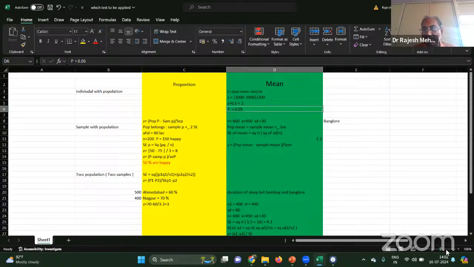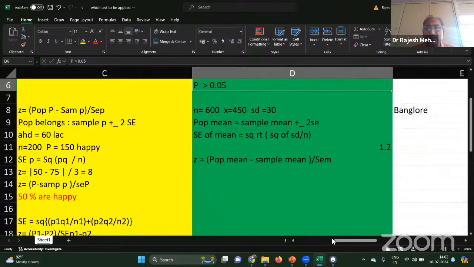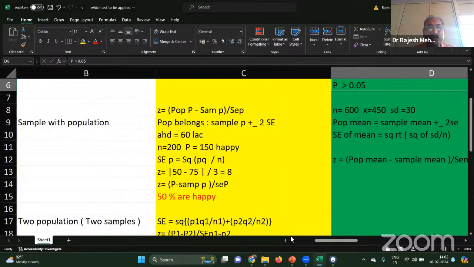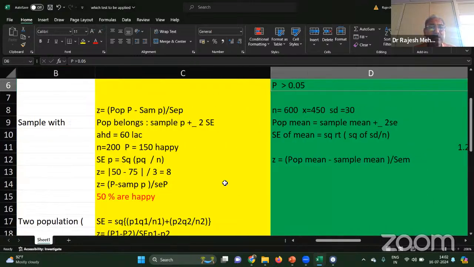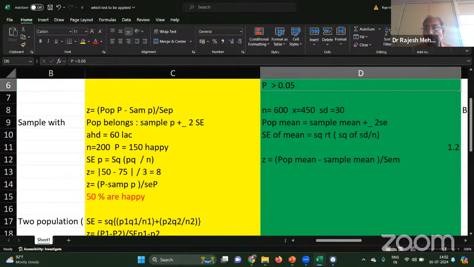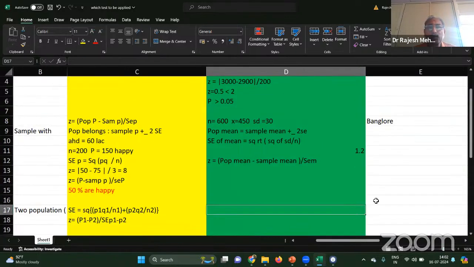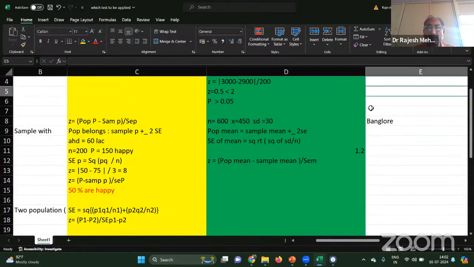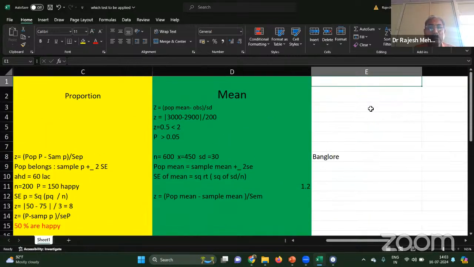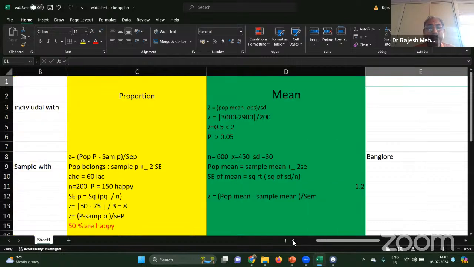Let me keep a larger size. Can you see this? I hope you can.